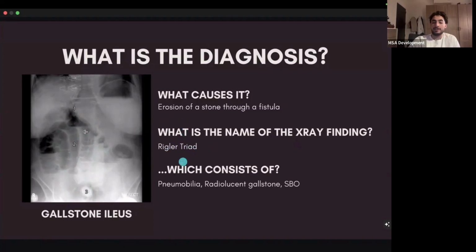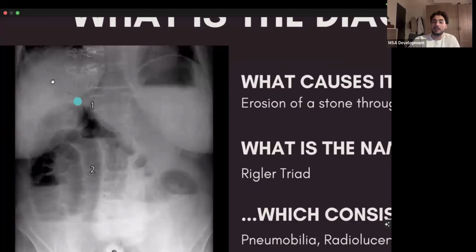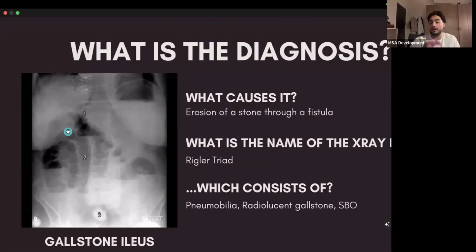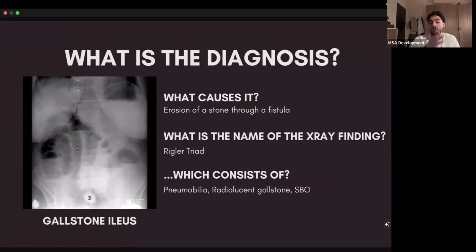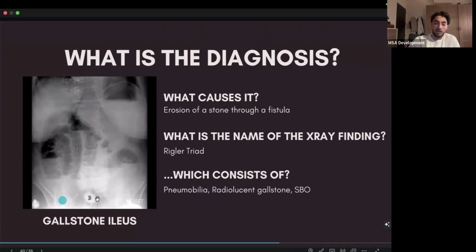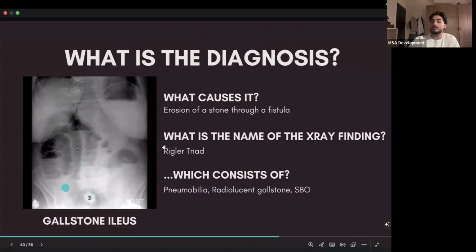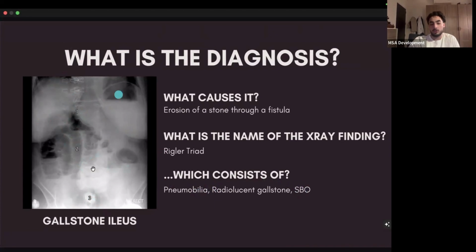And what does it consist of? It's pneumobilia, which means air inside of the biliary system. That's because you have this perforation or this fistula, and then air is going to flow into the biliary system. Radiolucent gallstone, which you can see here, and signs of small bowel obstruction, which we talked about already.